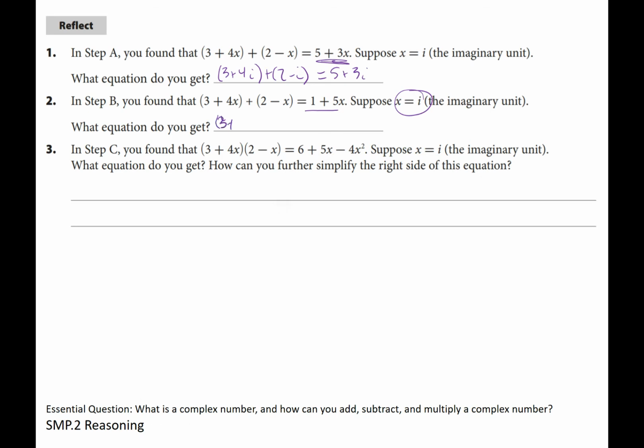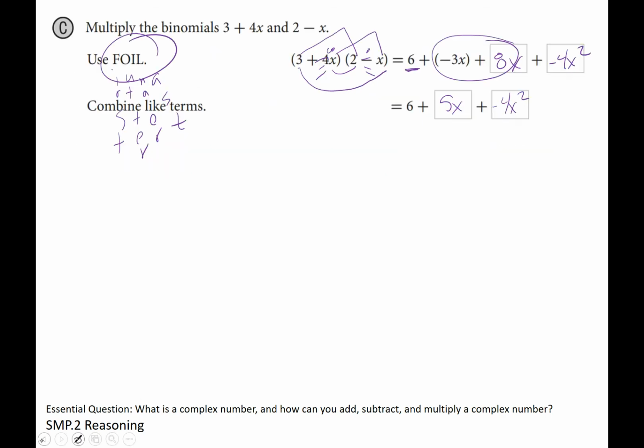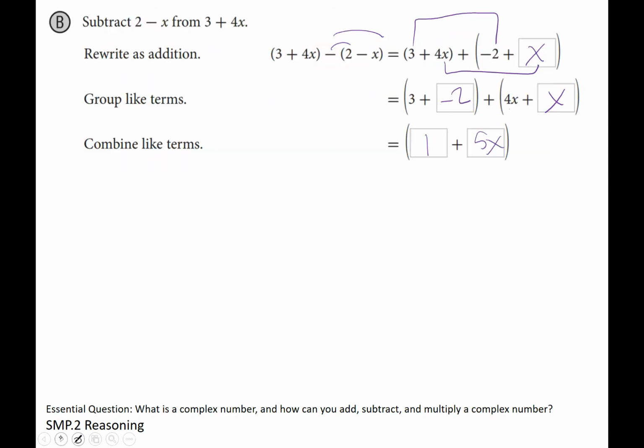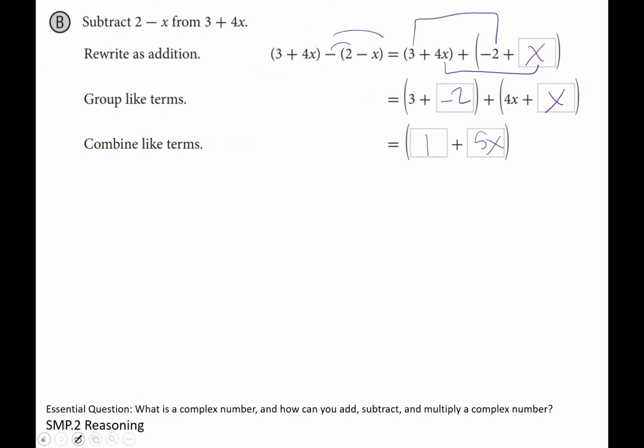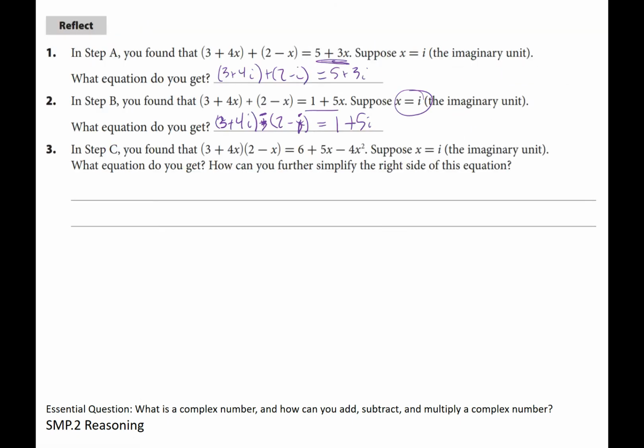So 3 plus 4i plus, they have a typo, don't they? Wasn't it supposed to be minus? Yeah, I think they've got a typo here. Minus 2 minus i. We would find that it is 1 plus 5i. Is that what we got before? Yeah, it is. All right, then in step C, we found this.